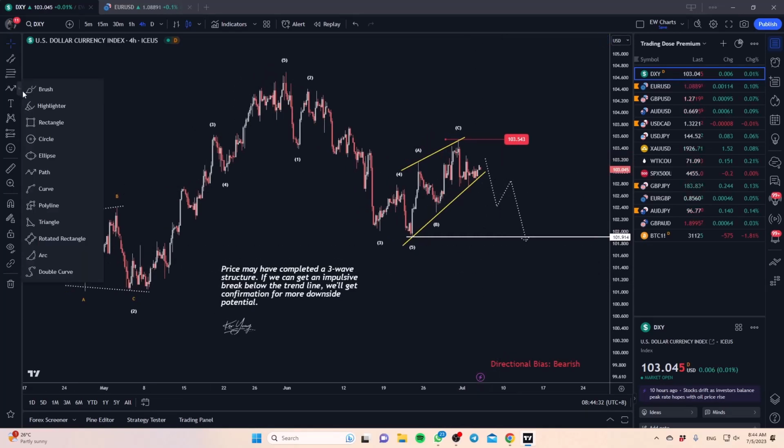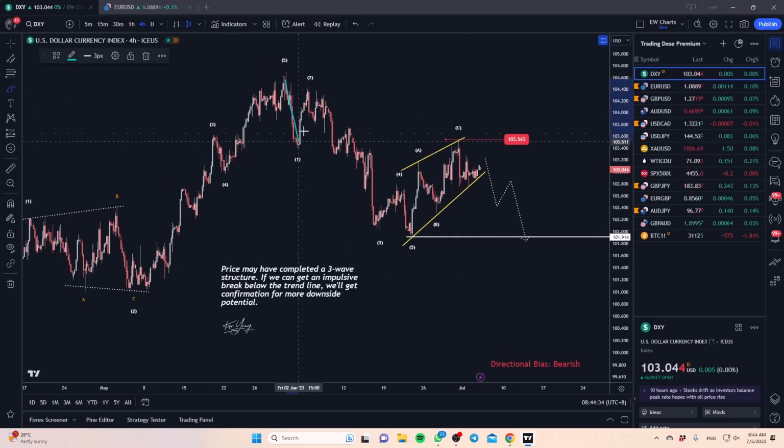Okay, so what we're seeing here is basically we may have completed the 1 2 3 4 5, and this three-wave structure seems to be done as well, with price putting in the top at 103.5. We did see a small bit of an impulse push down here. Price seems to be doing a little bit of consolidation. So with this, we are anticipating more downside, potentially back to retest that low at 101.9.